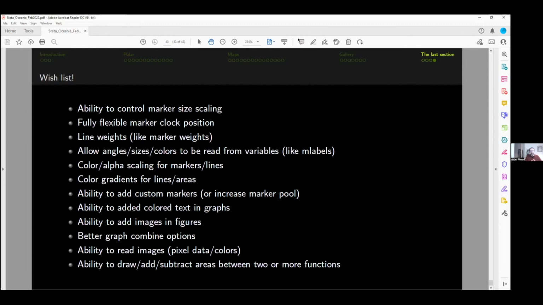Should I stop sharing my screen? How about I'll take a screenshot of that one and I'll make sure Jeff sees this one, because that's important feedback for Stata Corp. There is one thing you've got on there about the ability to add images in, or colored images in the background.